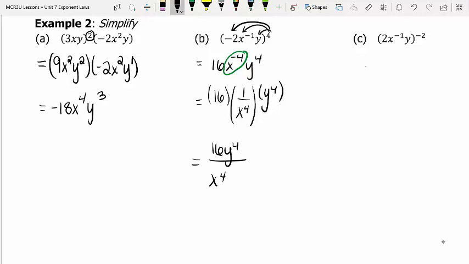Okay, so part C, we have a term inside of a set of brackets raised to the power of -2. Right away, I'm going to get rid of that negative exponent by putting the question to its reciprocal form, and as such, -2 will turn into a +2. Okay, now I'm going to distribute that 2 to everything inside of the brackets because it's multiplication. When I distribute it to the x to the power of -1, I'm going to use power of a power rule because the x already has an exponent.